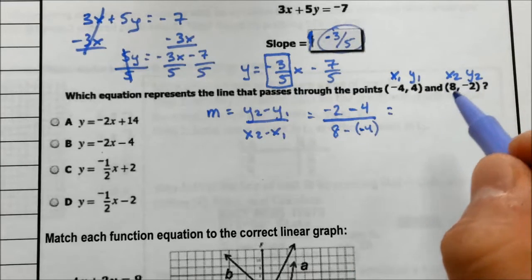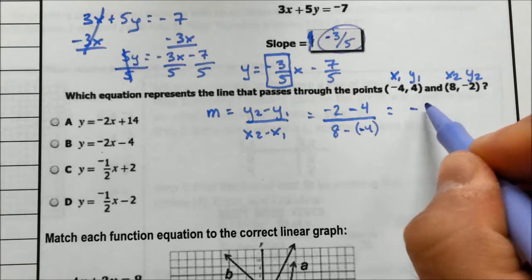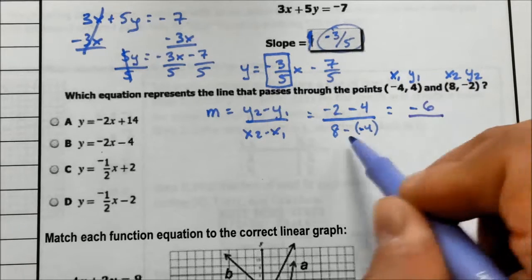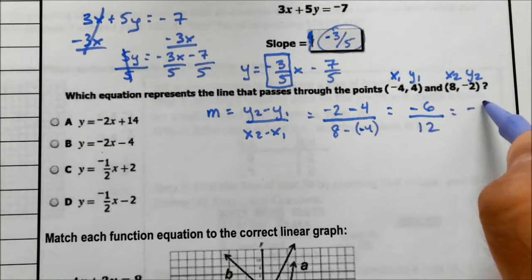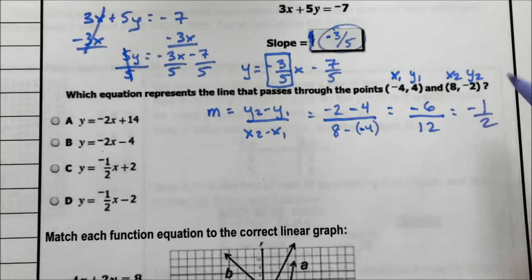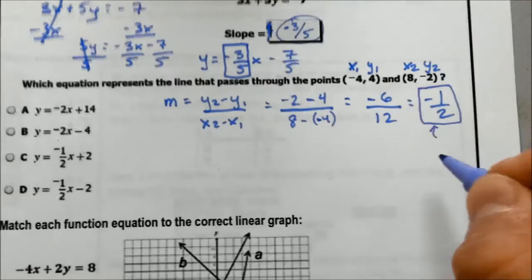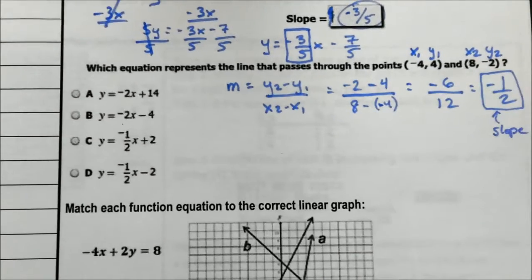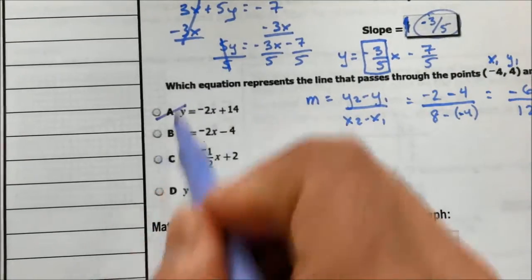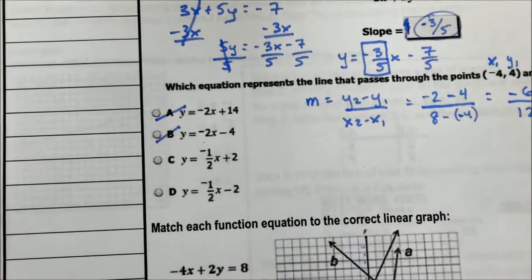Alright, so now we're just going to punch this in the calculator, or you're just going to do it the old-fashioned way. This will be negative 6 over 12. And we can simplify that to negative 1/2. So here is your slope. And I'm going to look at my answer choices right now to see if I can knock a couple out. A is gone, B is gone, and now I'm down to 2 options. So let's find the y-intercept, shall we?